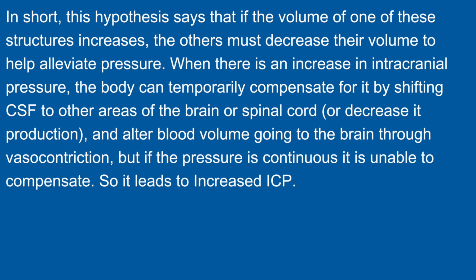In short, this hypothesis says that if the volume of one of these structures increases, the others must decrease their volume to help alleviate pressure. When there is an increase in intracranial pressure, the body can temporarily compensate for it by shifting CSF to other areas of the brain or spinal cord, or decrease its production and alter blood volume going to the brain through vasoconstriction. But if the pressure is continuous, it is unable to compensate, so it leads to increased intracranial pressure.